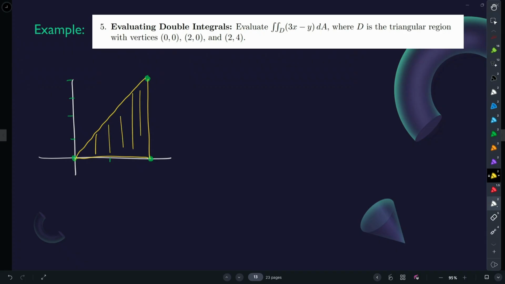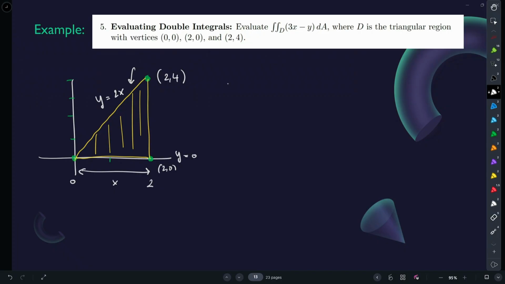So I need to know the limits of integration. This point was (2,0), so the x coordinate runs from 0 to 2. And then what is this function over here as a function of x? This is y equals 0, the x axis. This point right here was the point (2,4), so the y coordinate is twice the x coordinate. So this line is the line y equals 2x.